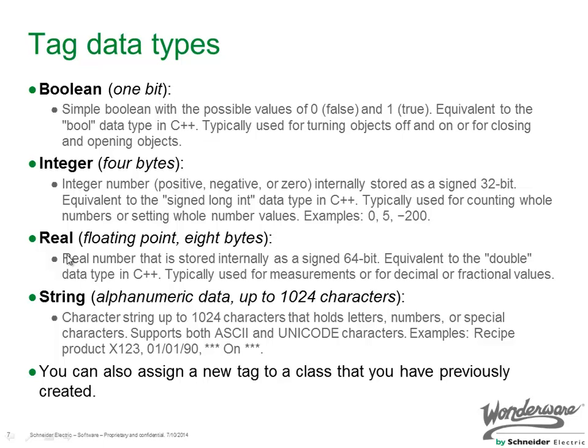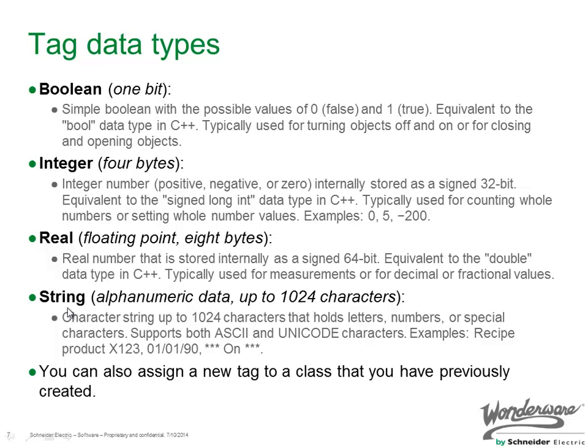That's where the real type comes in. The real tag data type is floating point. It's 8 bytes long, so 64 bits, and it's equivalent to a double data type in C++. It's often used for measurements, things that are going to show decimal values or fractional values, and so you can get some pretty high precision out of that.